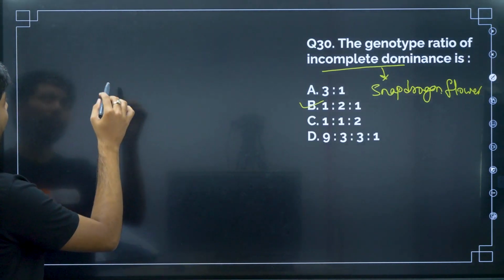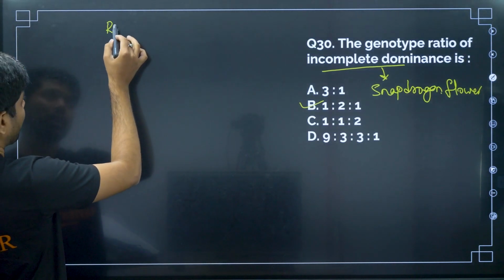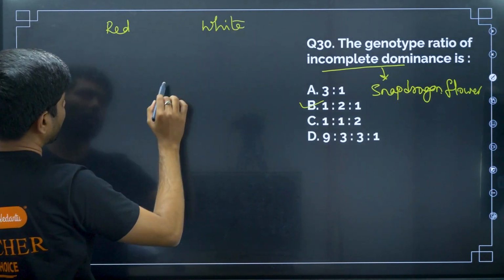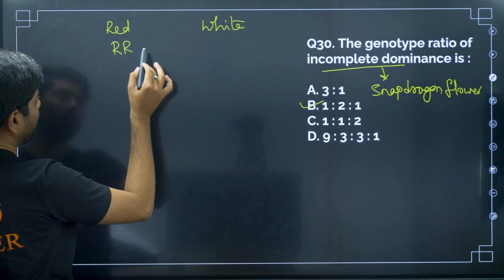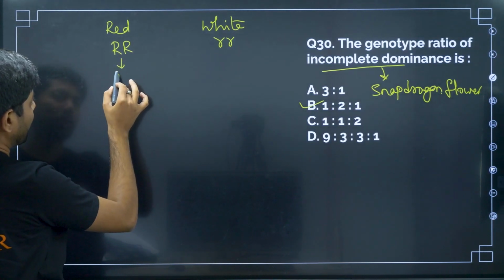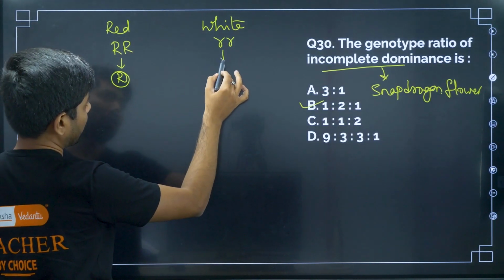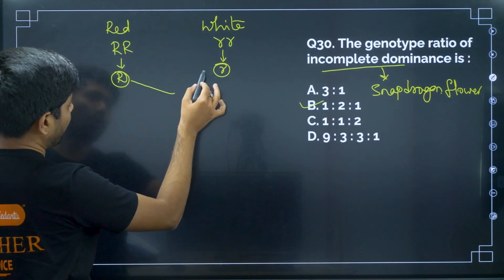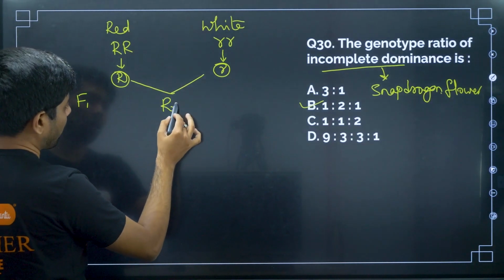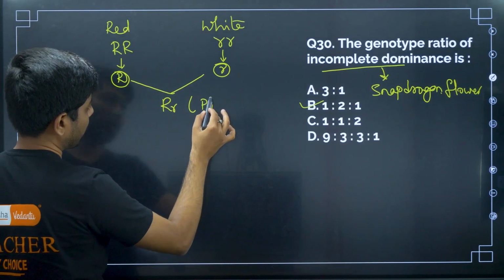Now how do we start it? We know that there is a red color parent, there is a white parent, right? Now here both are red, here it's small r and small r. Now they produce gametes R, here it's small r. Now when these two meet in the F1, what do you get? You get Rr and this is pink, right?